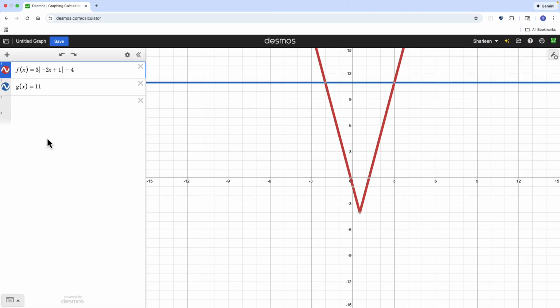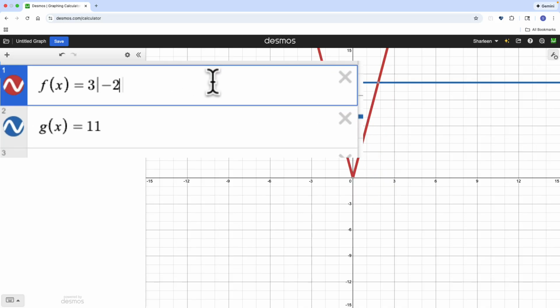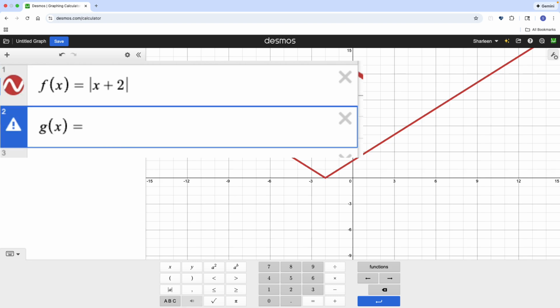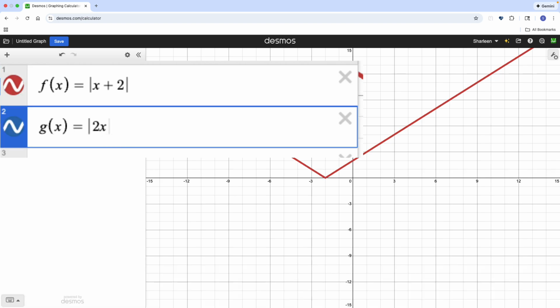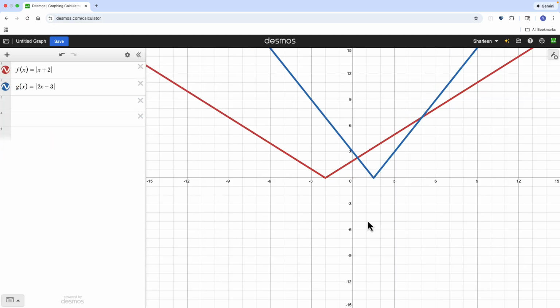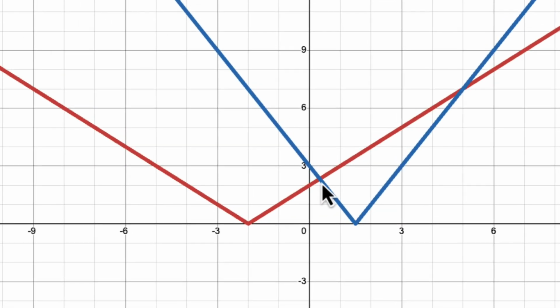Let's edit our functions f of x and g of x to match our current equation. F of x equals the absolute value of the quantity x plus 2, and g of x equals the absolute value of the quantity 2x minus 3. To find the solution to our equation, we look at the intersection points of these graphs, and it looks like they intersect at 2 points. Let's go ahead and click on those points.